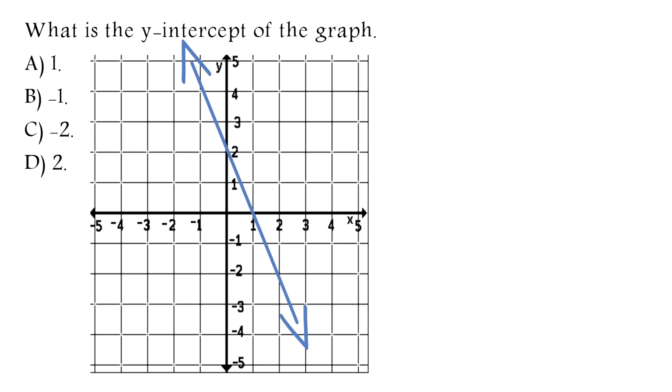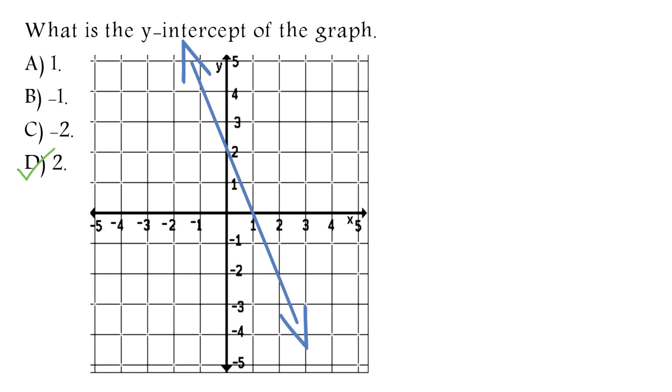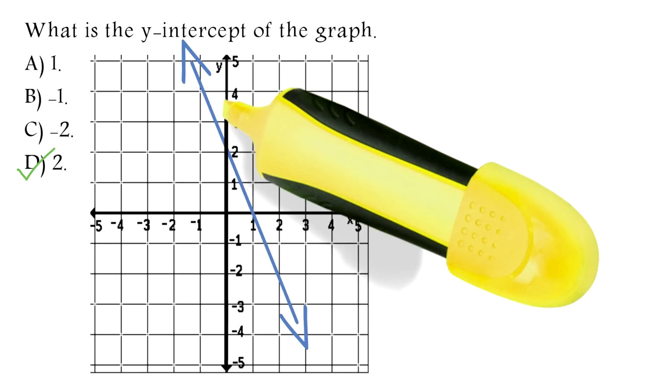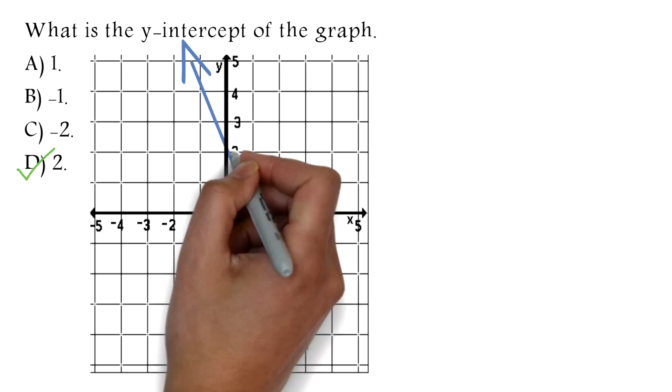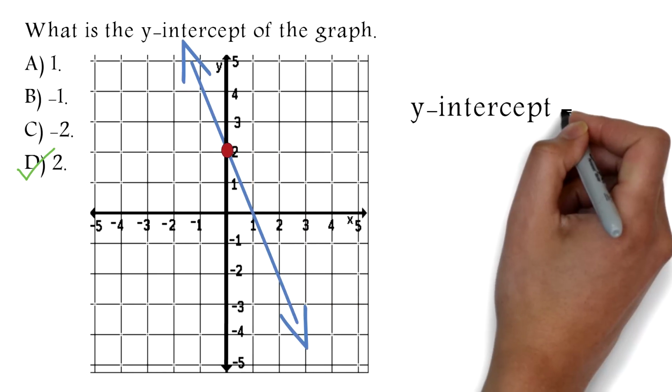What is the y-intercept of the graph? A, 1. B, -1. C, -2. D, 2. The correct answer is D, 2. The y-intercept is the point where the line meets the y-axis. This is our y-axis. The line meets the y-axis at this point. The value here is 2, therefore the y-intercept is 2.